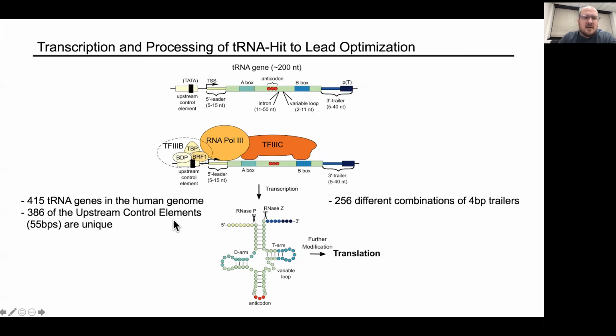So our thought here is that we can screen the endogenous upstream sequences. And so again, there are 415 tRNA genes, and there are 386 unique UCE elements. And so we wanted to screen all of these to see if we can increase transcription and then obviously increase the ACE tRNA suppression efficiency. And there are 256 different combinations if you look at 4 base pair sequences of trailer sequence.